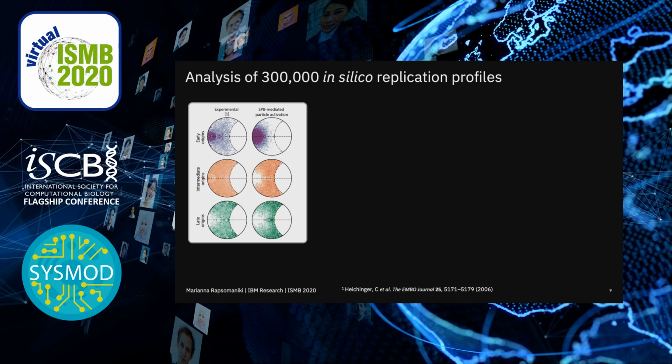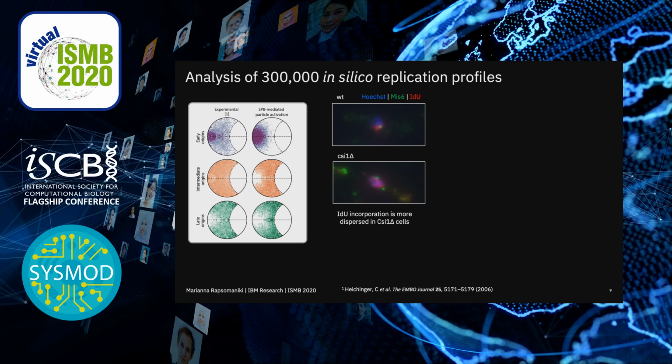We then went on to examine this in vivo using immunofluorescence and live cell imaging. And what I'm showing you here are fission yeast cells that have been stained with Hoechst, that marks total DNA, Mis6, that marks the centromeres, and IdU, that marks newly replicated DNA. We did this process for both wild-type cells, but also a mutant strain, csi1 delta, where the centromeres were unclustered.